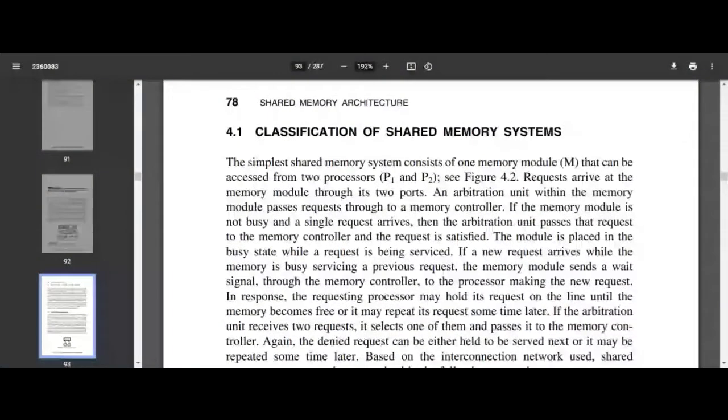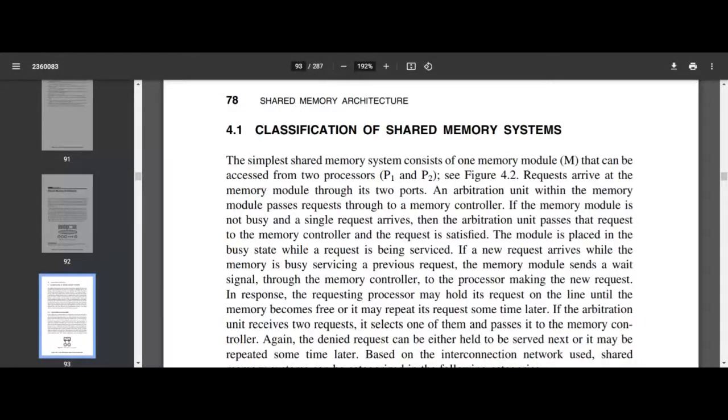Besides it, we have some classification of the shared memory systems. The simplest shared memory system consists of one module, called M. If it is a global module, you can write it as M with a small g. We have a number of processors, but right now we are considering processors P1 and P2. According to our figure 4.2, P1 and P2 must be connected with M in a shared manner, both accessing M.